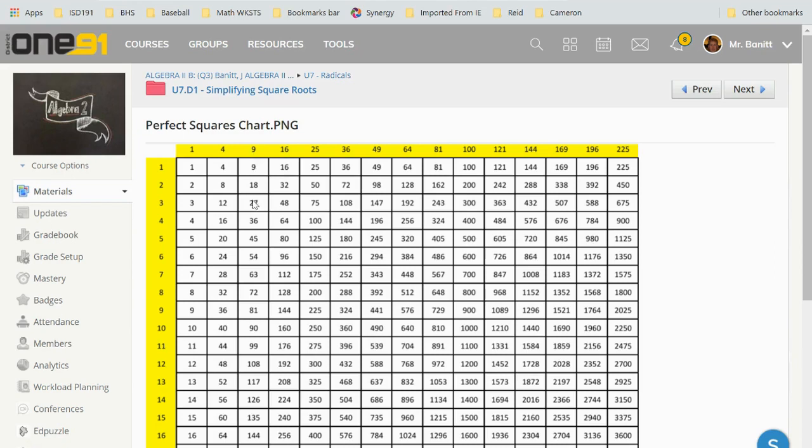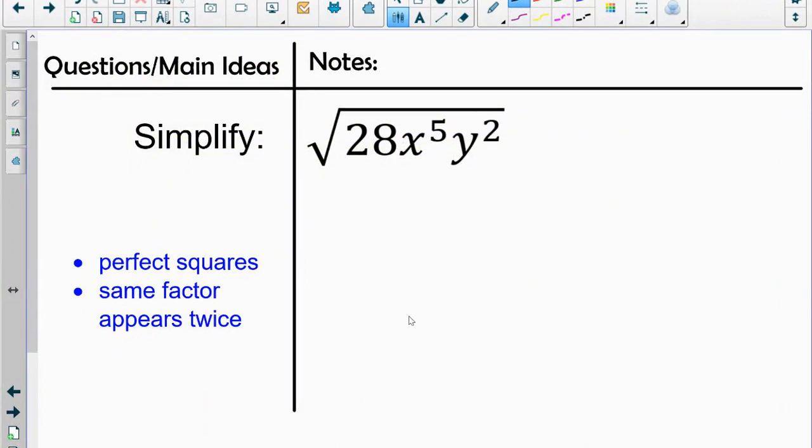Under the 9 column, nope, no 28. How about under the 4 column? There it is. 4 multiplied by 7 is 28. And since 4 is a perfect square, that's going to help us simplify this radical.